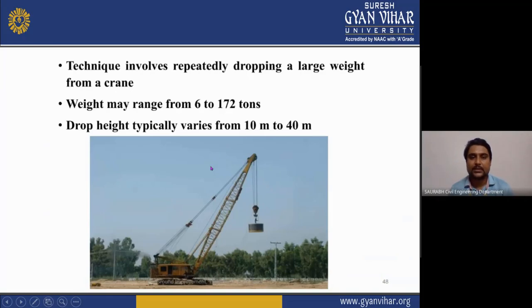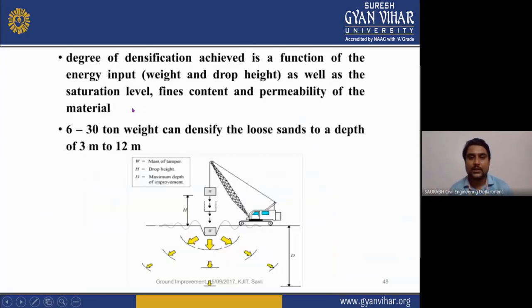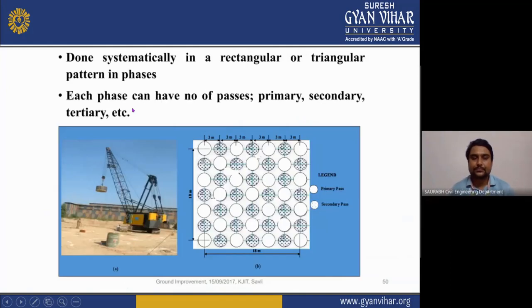And this technique involves repeatedly dropping a large weight from a crane. As you can see here, they drop a large weight with the help of this crane. The weight may range from 6 to 170 tons. Drop height typically varies from 10 meters to 40 meters. And there is the image, as you can see here, of how it reacts on the ground when the weight comes down on the ground.